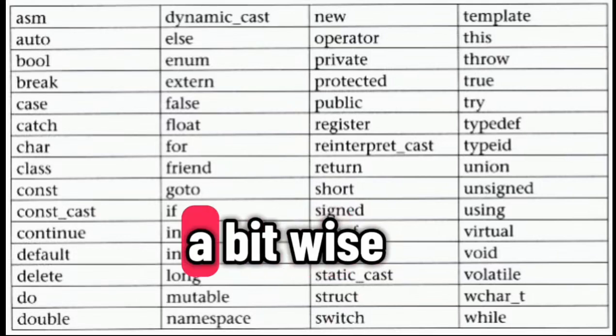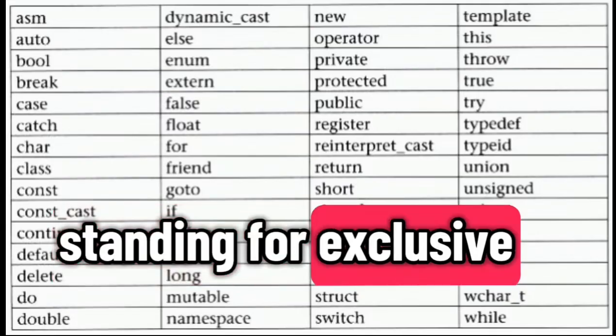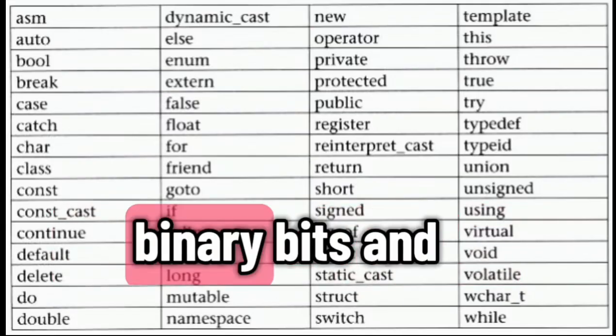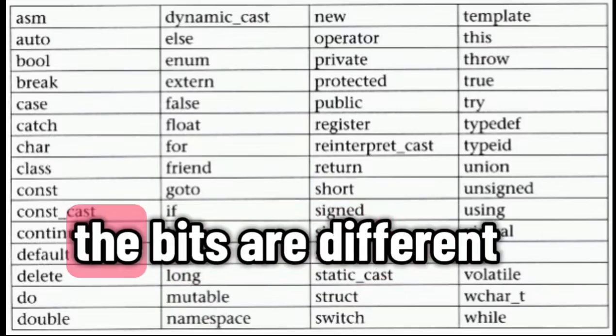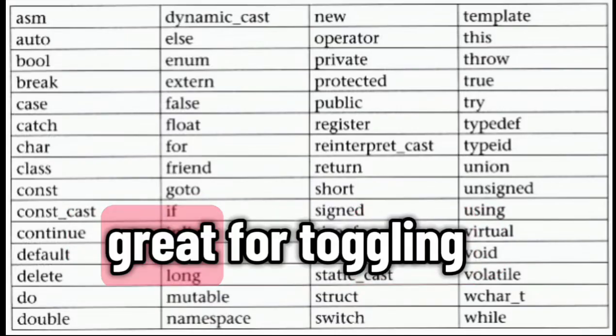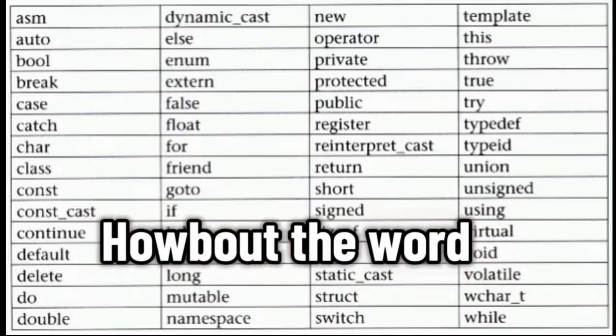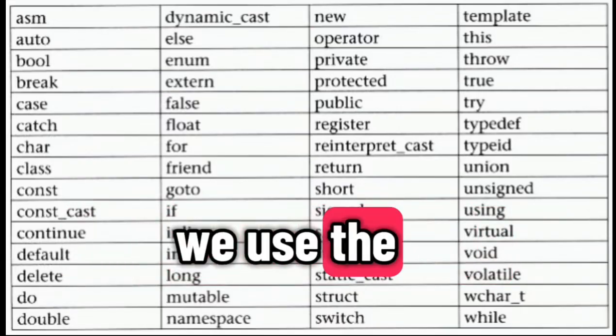XOR is a bitwise operator in C++, standing for exclusive OR. It compares two binary bits and returns 1 if the bits are different, and 0 if they are the same. Great for toggling bits and performing bitwise manipulation. Nice. How about the word using? When do we use the word using?